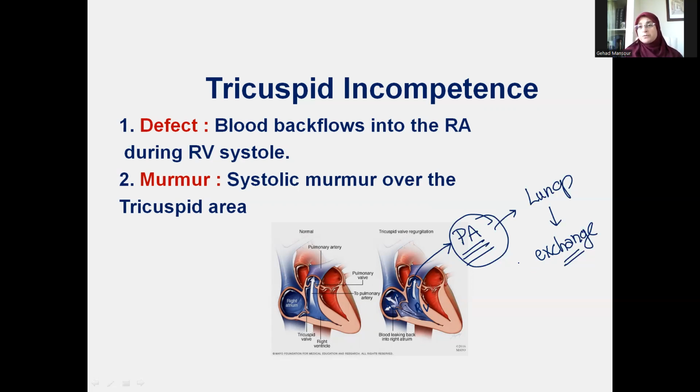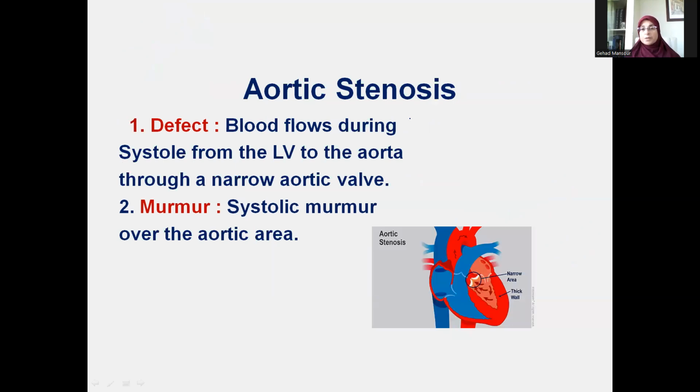So in all the previous examples, the patients will suffer from symptoms of hypoxia, like fatigue, headache, and dyspnea, whether you have rapid deep breathing or rapid shallow breathing. The murmur, just like in mitral incompetence, will be a systolic murmur, because it will be heard only during right ventricular systole, but it would be best heard over the tricuspid area.